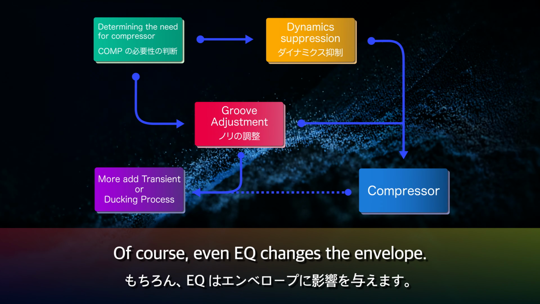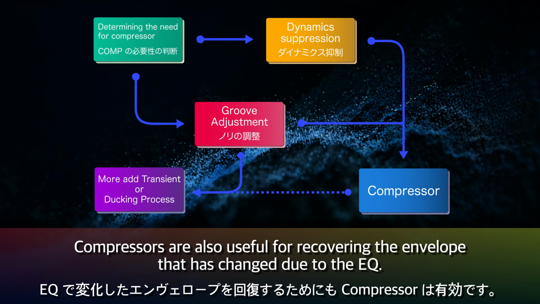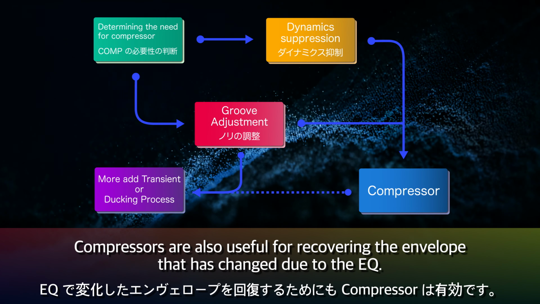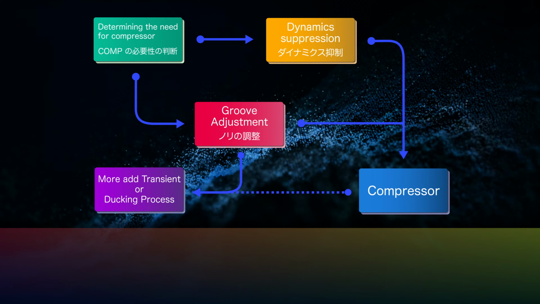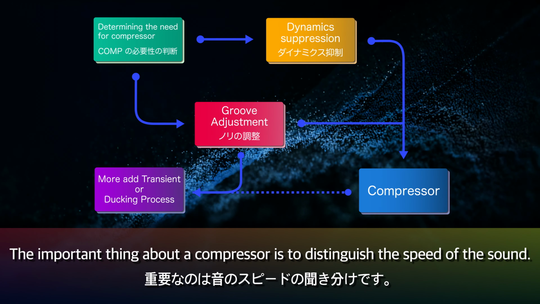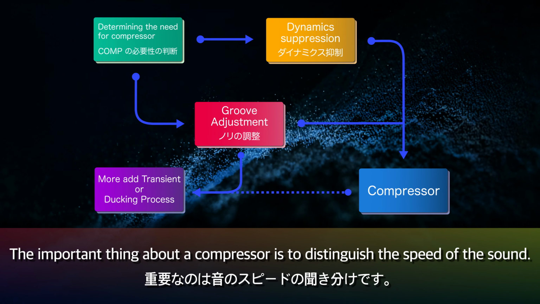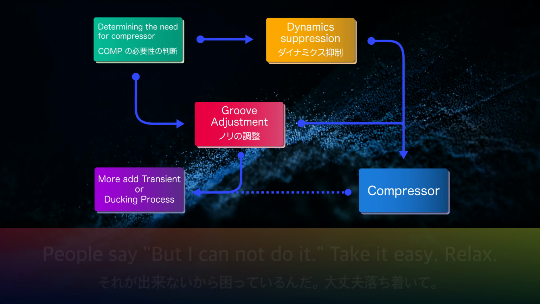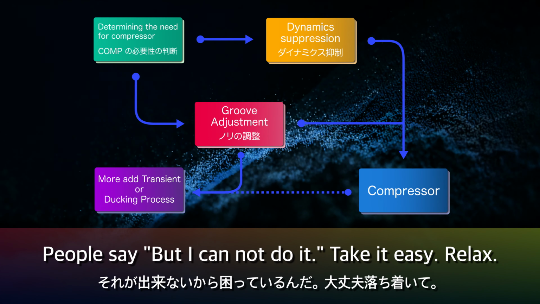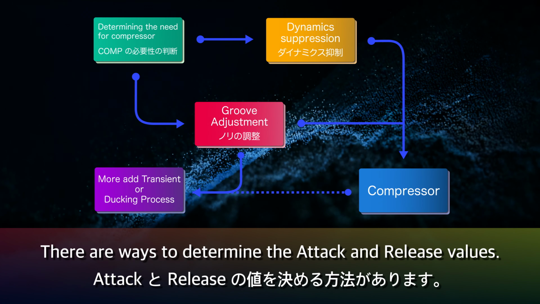Of course, even EQ changes the envelope. Compressors are also useful for recovering the envelope that has changed due to the EQ, but I think it is difficult. The important thing about a compressor is to distinguish the speed of the sound. People say that, but I cannot do it. Take it easy, relax. There are ways to determine the attack and release values.